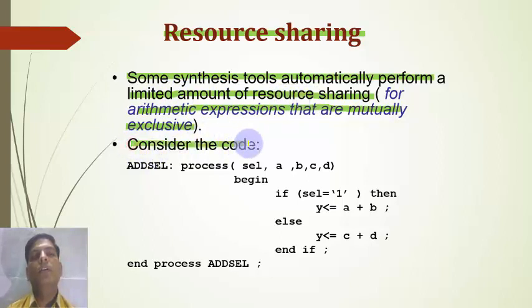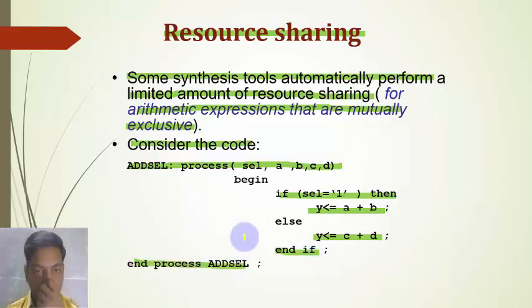So consider the code. Here we have one code: add_select process (select, A, B, C, D). Begin: if select is equal to 1, then y is equal to a plus b, else y is equal to c plus d. End if, end process add_select. Here we have one if-else statement. If my select input is 1, I perform the operation y is equal to a plus b. If not, then y is equal to c plus d.